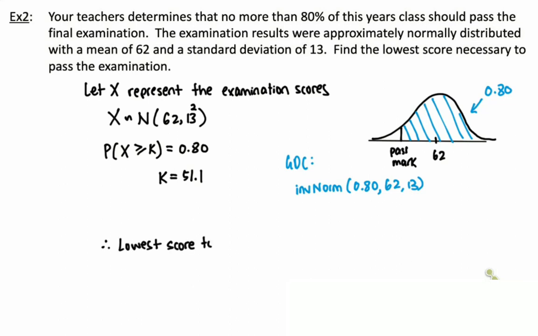And finally, the lowest score to pass is going to be, we'll round up to 52 since we're assuming that the teacher will not assign part marks, so we want integer values only.